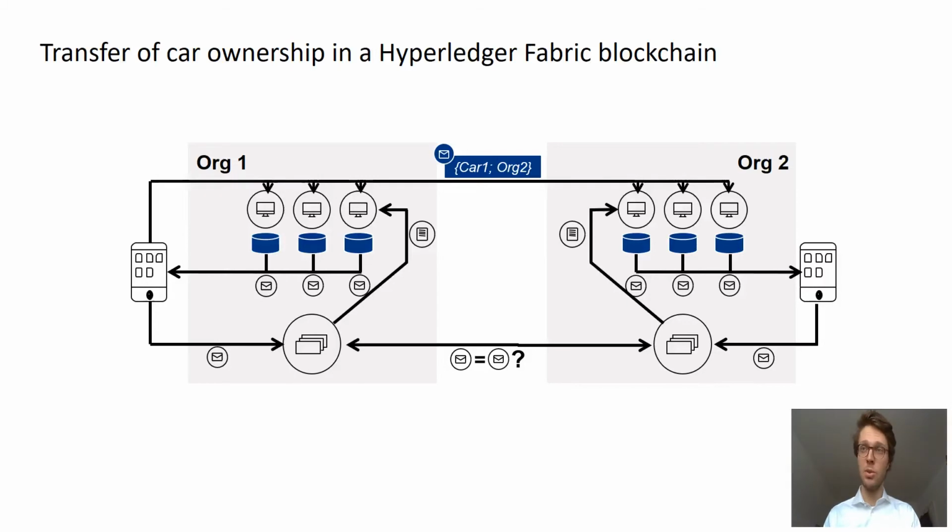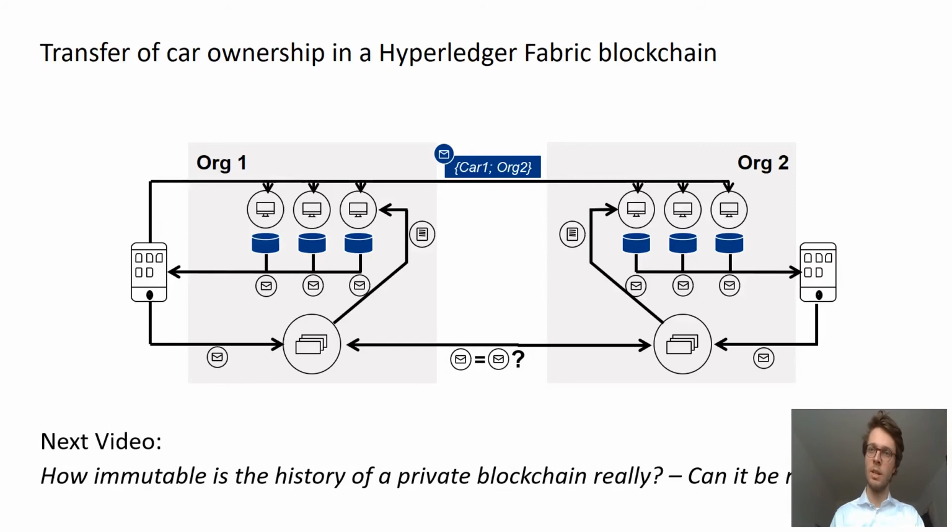So now in blockchain, there's also a lot of talk about the history of all transactions being immutable. So you cannot change past transactions. And this is in some cases relative. So what this actually means will be part of my next video. So I will talk about how immutable the history of a private blockchain really is, and whether it is possible to reverse the history. So is it possible to delete past transactions in a private blockchain?